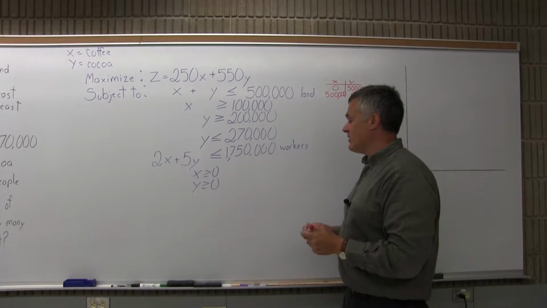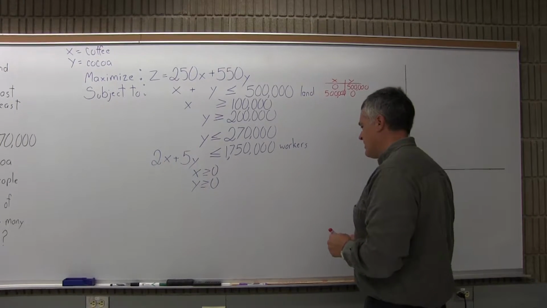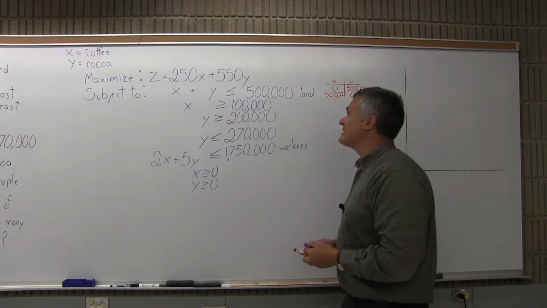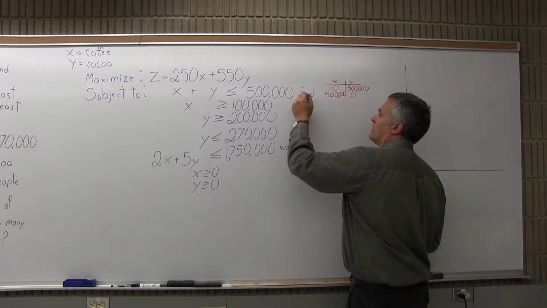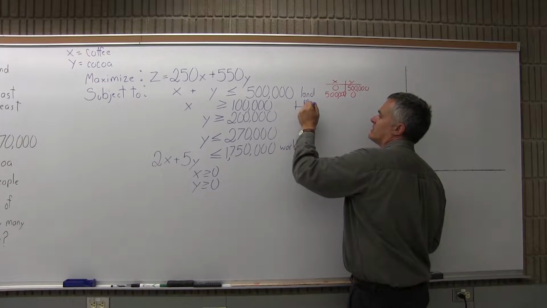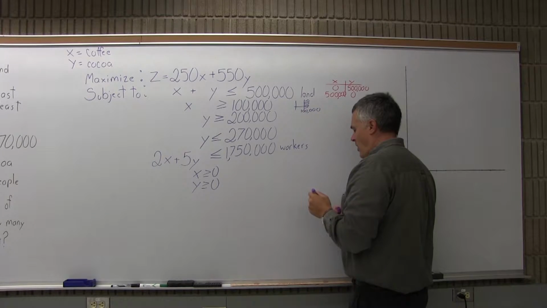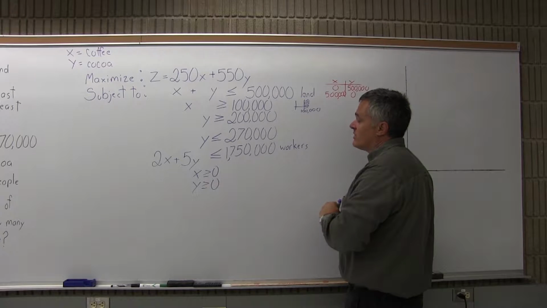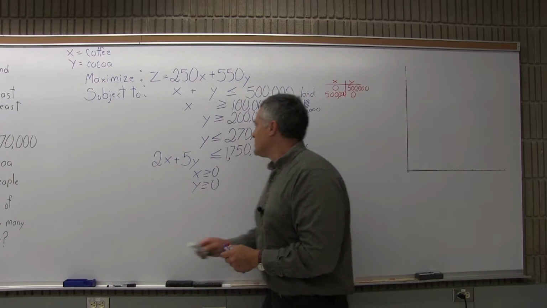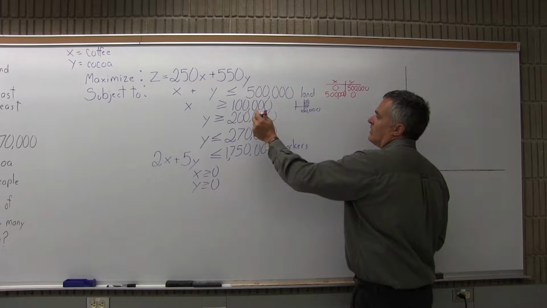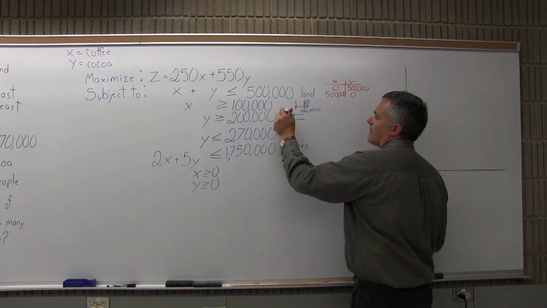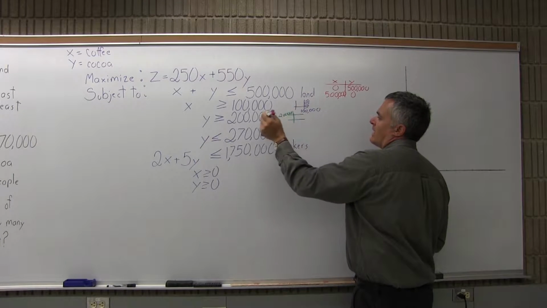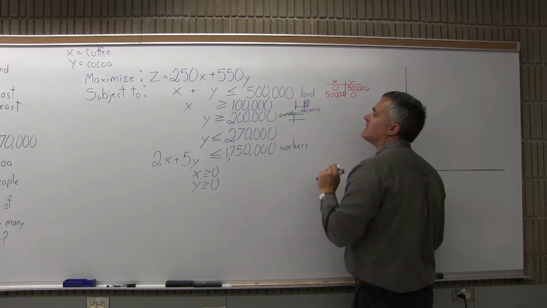Now, the x greater than or equal to 100,000, imagine a vertical line at x equals 100,000. So x equals 100,000 is just a vertical line, and you want the stuff that's bigger. So it's going to look like that, and that's 100,000 where the vertical line would be. Y is greater than or equal to 200,000. Just imagine a horizontal line at a height of 200,000. And it has to be greater, so you'd want the stuff that's bigger.